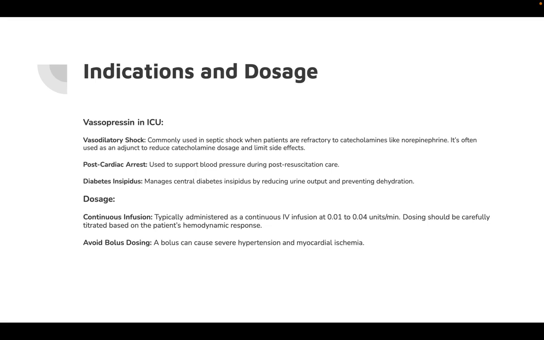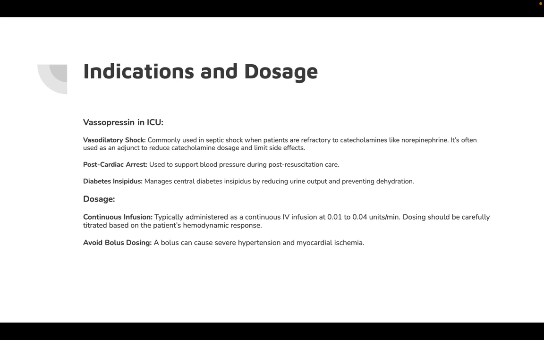So what are some indications and dosing for vasopressin? Vasopressin is commonly used in the ICU for vasodilatory shock. An example of this would be in septic shock patients that are refractory to catecholamines like norepinephrine. It's often used as an adjunct to reduce catecholamine dosage and limit side effects. It's also seen to be useful in post-cardiac arrest patients to support blood pressure during post-resuscitation care, as well as in diabetes insipidus patients by reducing urine output and preventing dehydration.